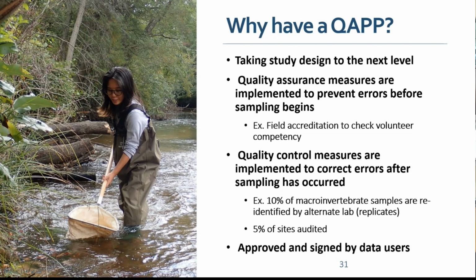So for example, taking 10% of the samples to be re-identified in a lab, or auditing, where I'll come out and audit you as you're sampling. And the quality assurance project plan has to be approved and signed before the data is collected.